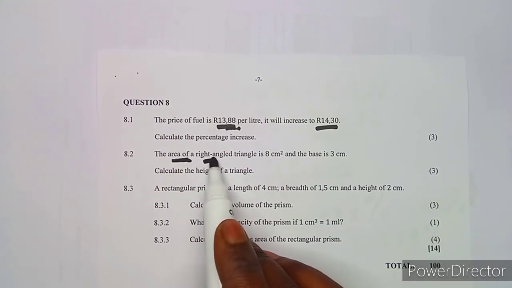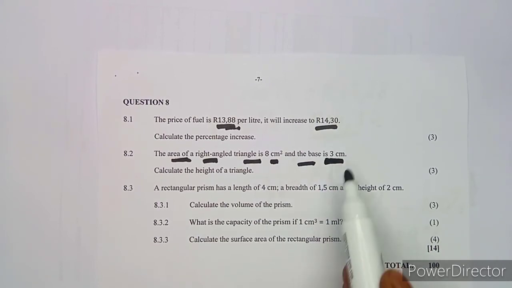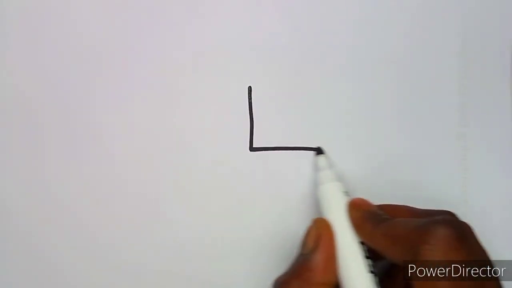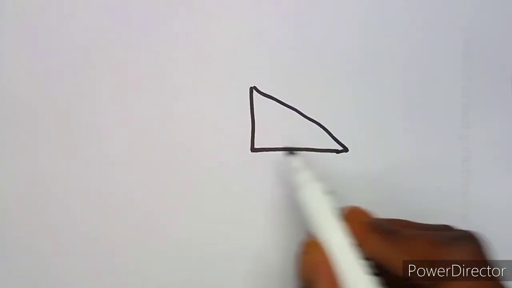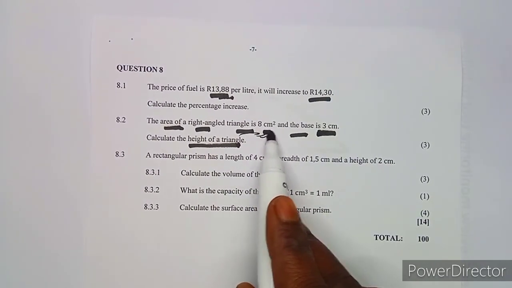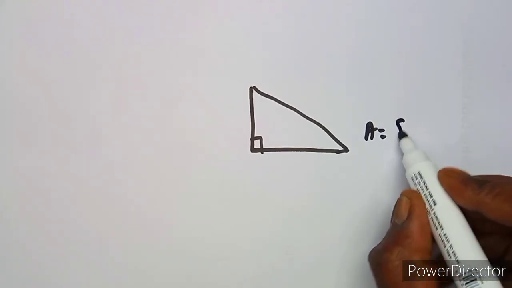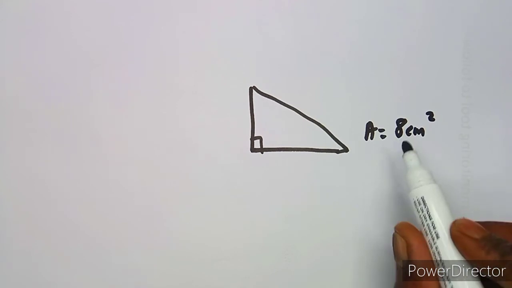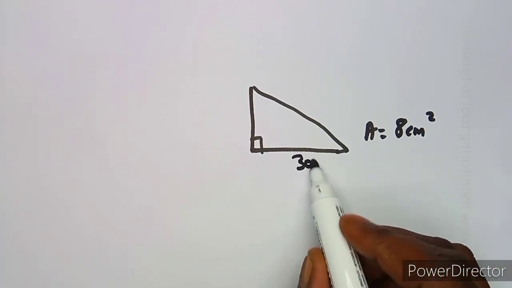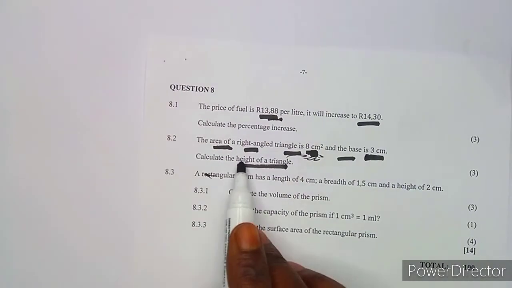Then the area of a right angled triangle is, we are given the area and the base is 3 centimeters. Calculate the height of the triangle. Okay, so this is a right angled triangle that we are given, and we have got the area of the triangle, and take note it's square centimeters, which is something that is good. 8 square centimeters, and we've got the base, which is 3 centimeters. So let's just say this is our base here, which is 3 centimeters, and we do not have this because the question is calculate the height of the triangle.